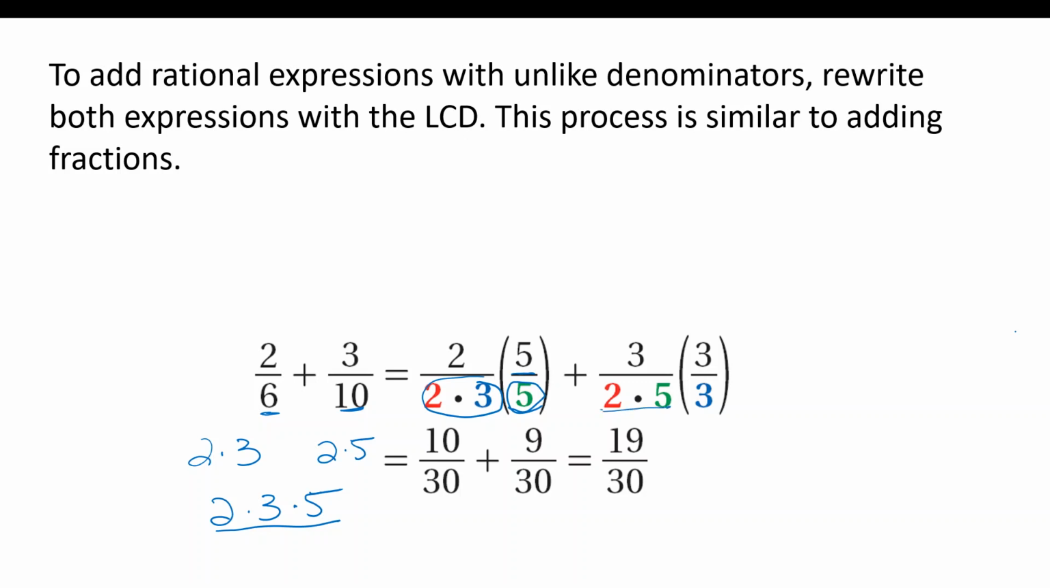I have a 2 and a 5 already, but I still need that 3 in there. So if I multiply the denominator by 3, I also have to multiply my numerator by 3. So in the end, 2 times 5 is 10, 3 times 3 is 9, 10 plus 9 is 19, and my common denominator is 30.